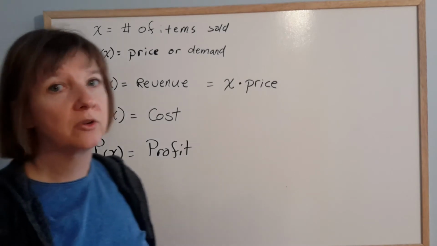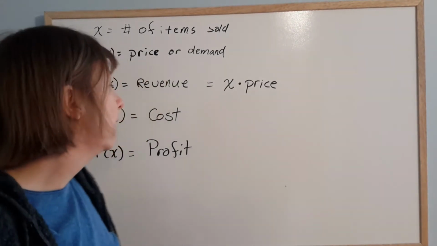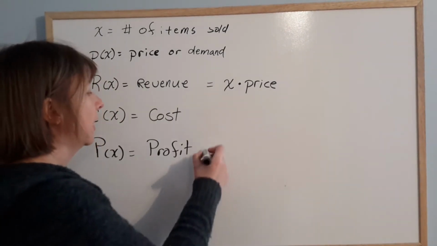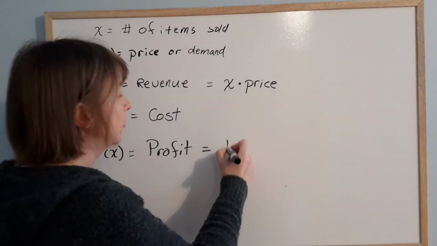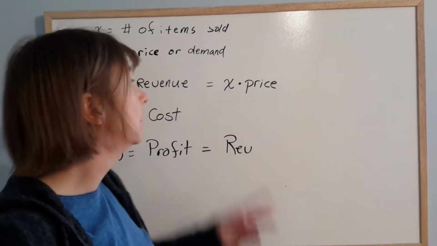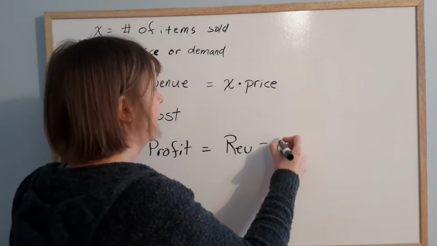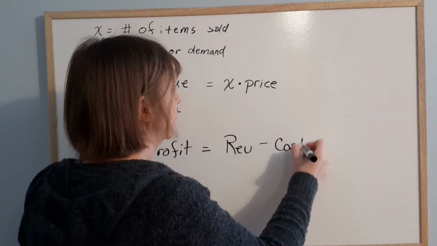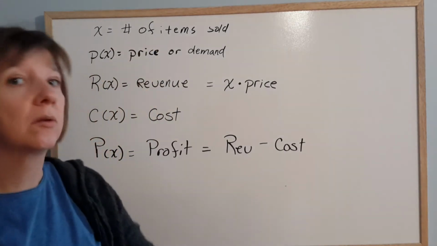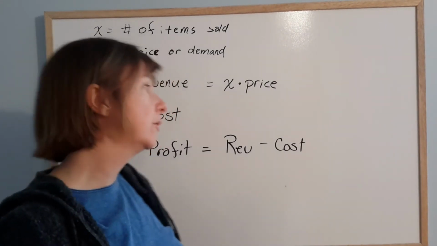And that's the money that you actually get to keep, put in your pocket, take home. That's the money you get to live off of. There is a way to figure profit out. You take your revenue, which is the money coming in, and you subtract your cost formula, all those bills that you have to pay. Whatever money you have left over, that is your profit.